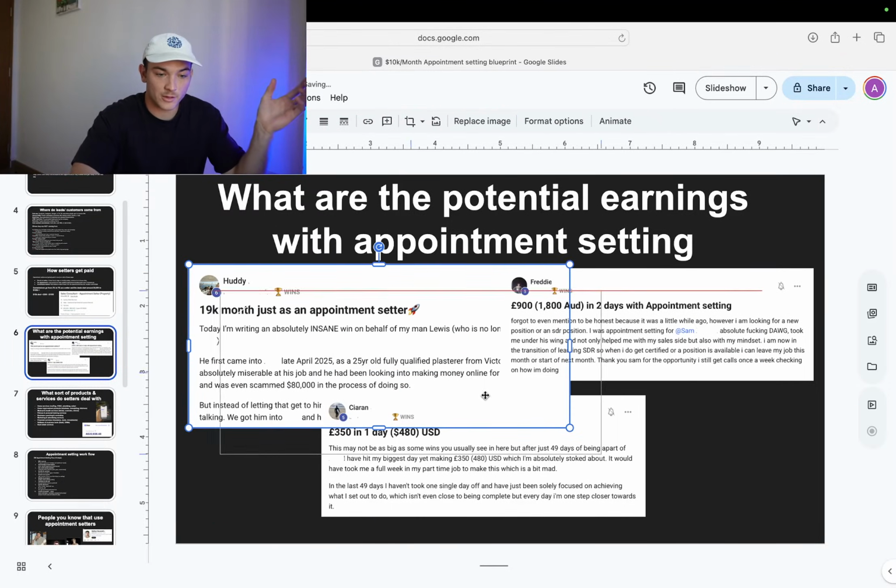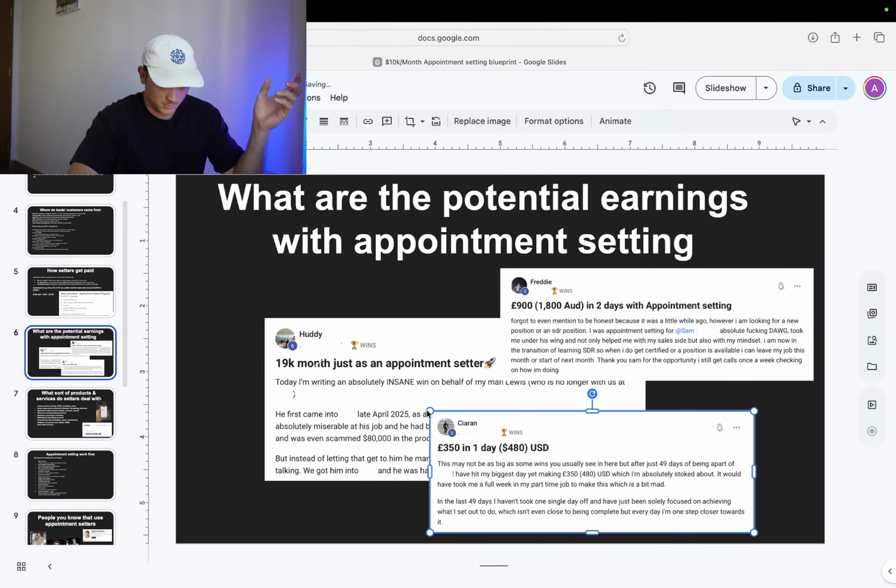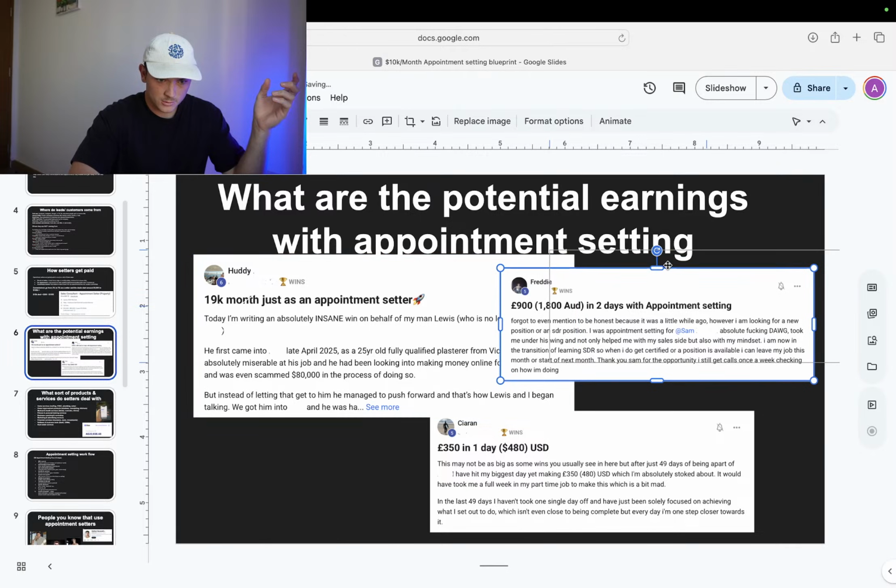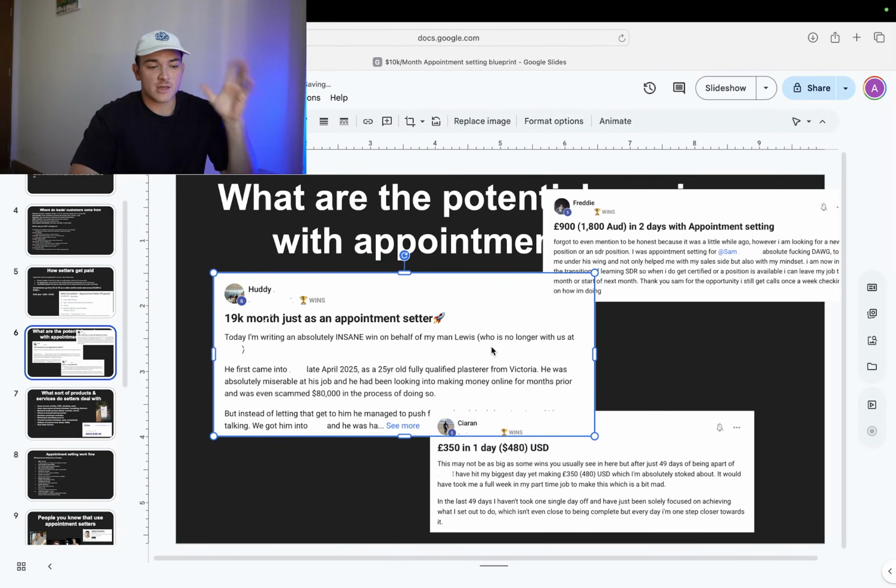this is him referring one of his mates. So $19,000 in a single month as an appointment setter. This is one of the students in the community. He came in at late April 2025, 25 years old, fully qualified plasterer. So this is someone with no experience whatsoever, who has gone from working a trade in Victoria, and even being scammed previously over $80,000. So this is someone that already was skeptical about online stuff, and was able to make $19,000 in a single month. Crazy stuff right there.